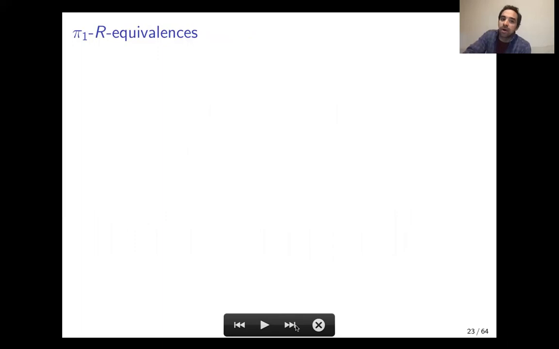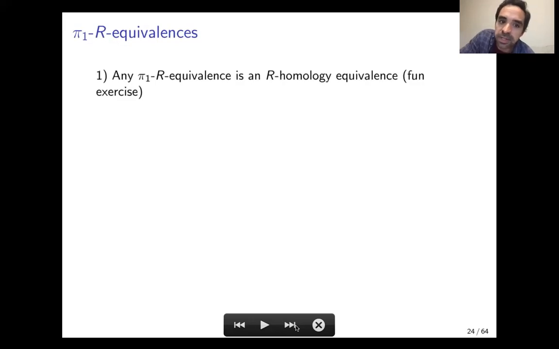So let me say something more about these pi1 R equivalences. First, any pi1 R equivalence is an R homology equivalence. This is an exercise. I won't tell you guys, so you can try it or give it to your students. Remember, a pi1 R equivalence is a map which is an isomorphism on fundamental groups and a homology isomorphism on the universal covers with R coefficients. So I'm claiming that this implies that the map you started with induces a homology equivalence with R coefficients. So that's an exercise.